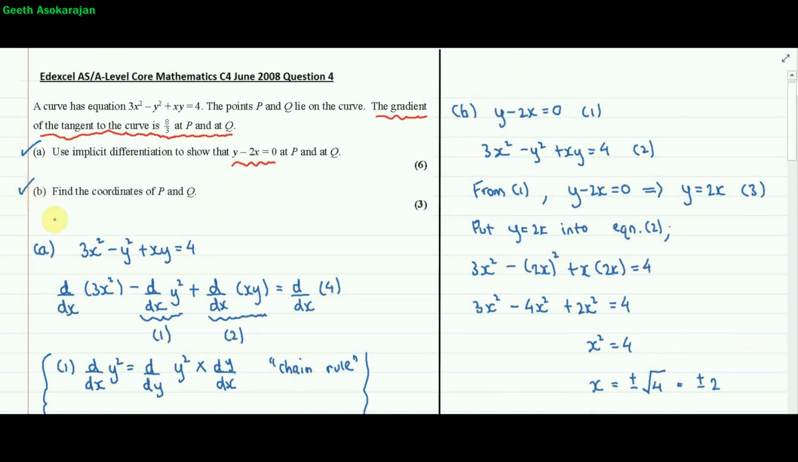So that completes part B, and we've completed this question in its entirety.